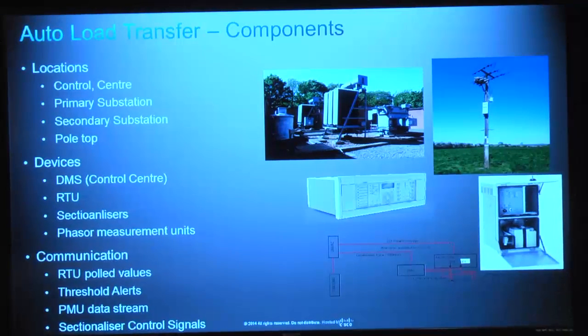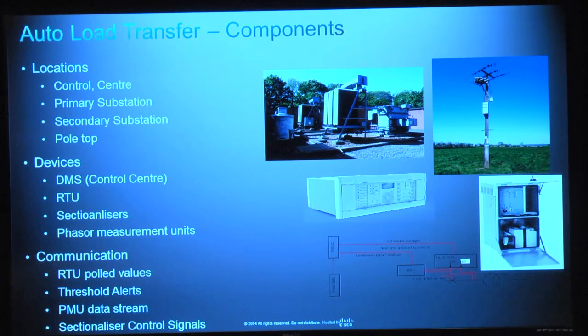Again, the locations that were in scope for this particular intervention technique: the control center, the primary, the secondary substation, and the pole top itself with the sectionalizers. The devices that were in play: the DMS, or the control center from the SCADA point of view, the RTUs, the sectionalizers, and the phasor measurement units, which are obviously there to gather the data.